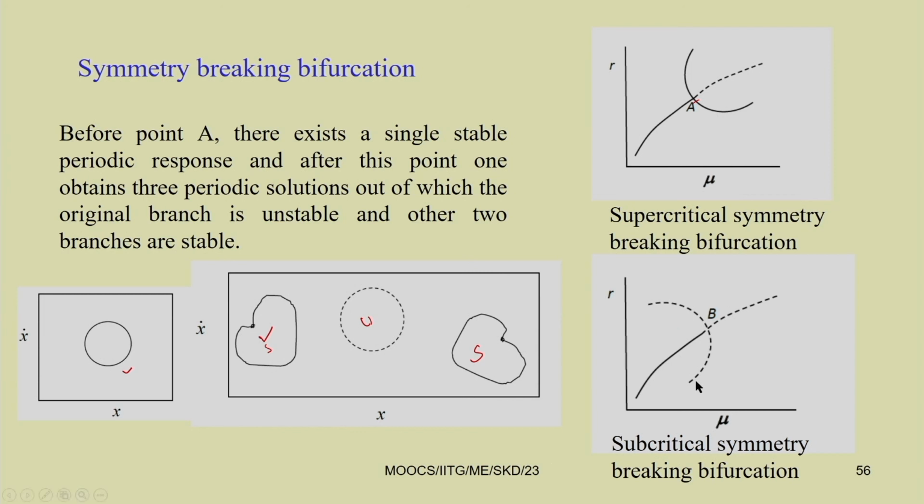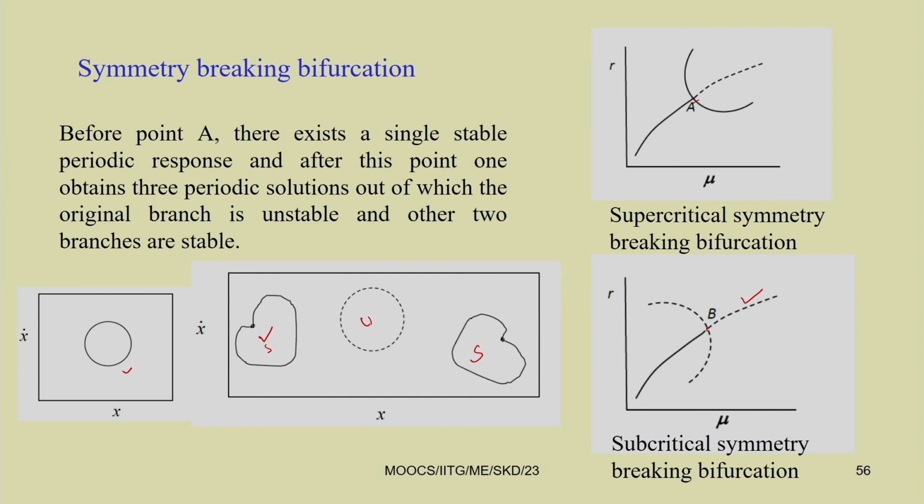Initially we will have three types of solution: one is stable and the other two are unstable periodic solutions, and after the bifurcation point we have only a single unstable periodic response. So, in that case we call it subcritical symmetry breaking bifurcation, and subcritical bifurcations are always dangerous bifurcations because this unstable state cannot be achieved.